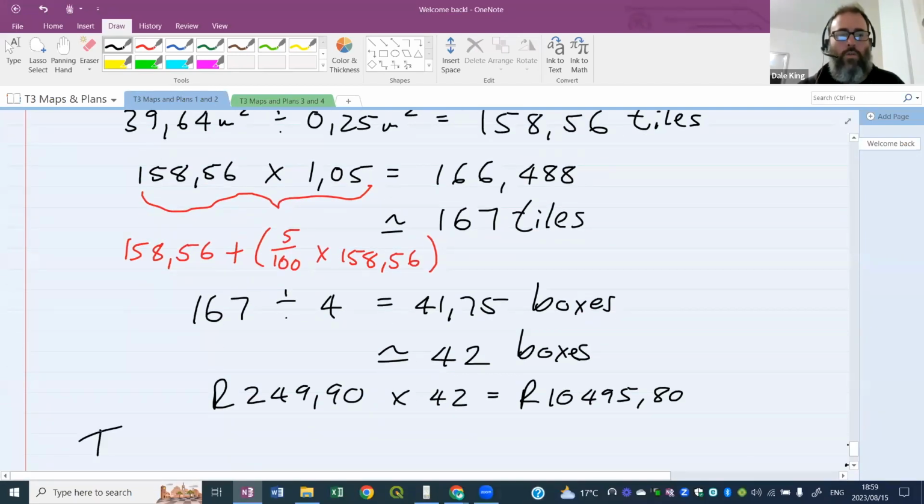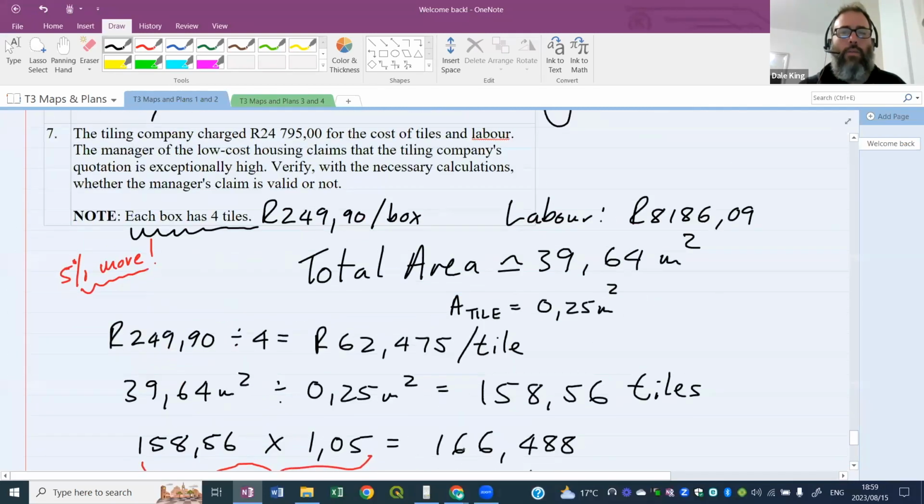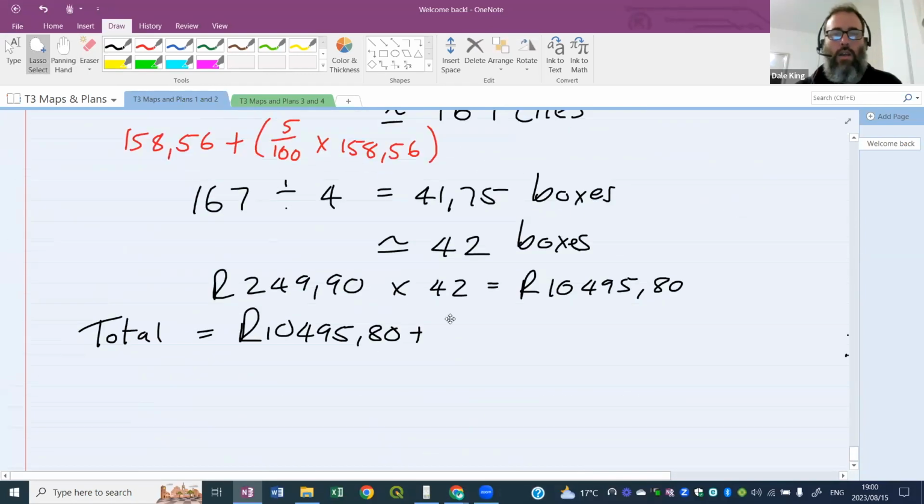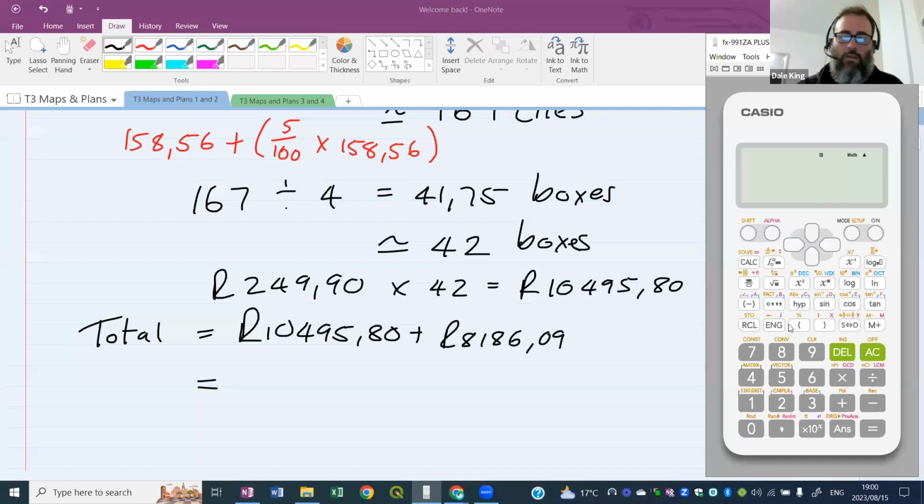So the total for this job is the tile price, which is 10,495 and 80 cents, plus the labor. What is the labor? Go all the way back up. Here it is. I'm just going to copy. I'm so lazy. There it is. There's the labor. Bring it down. That's my labor cost. So what will the total cost be? We're going to do it together.